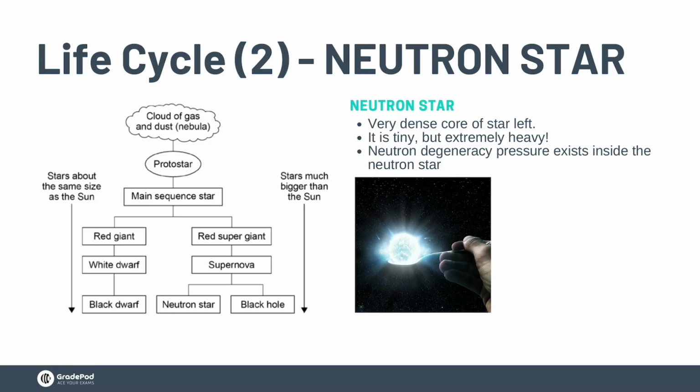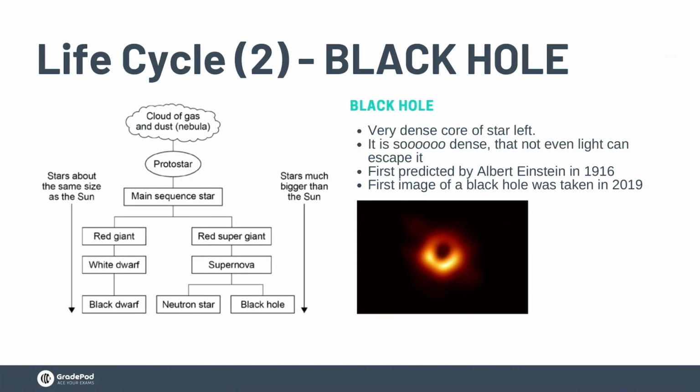And it's really dense because neutron degeneracy pressure exists inside the neutron star. You don't need to know that. That's not important. Well, it is if you go to sixth form. But all you need to know now is after the supernova, it either becomes a neutron star, which is very dense and small, or it becomes a black hole.